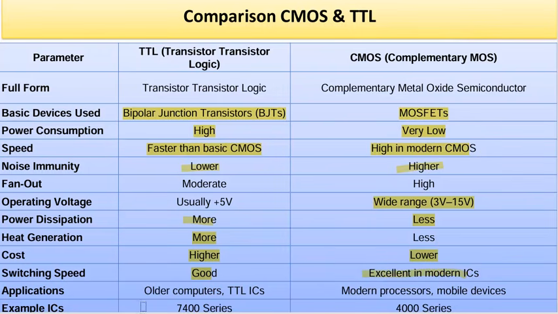The application of the TTL is the older computers. The TTL ICs, whatever ICs we have used in this lab practical, these all ICs have been made by the TTL, and the CMOS can be used for modern processors, mobile devices. And the series for TTL is 7400 and for CMOS it is 4000, right?